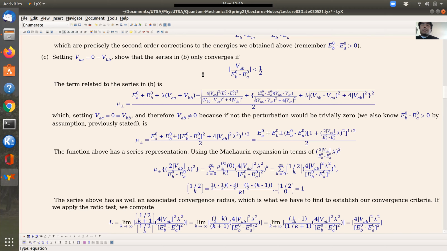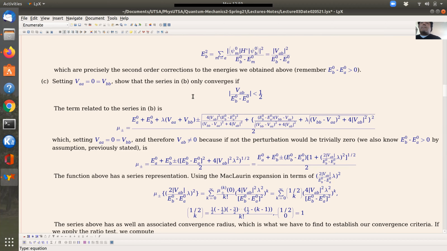So the last part is, I think, what puts the value in this problem, because it starts to pose interesting questions to the student in terms of convergence or when do these corrections make sense. So the statement of the subproblem says setting BAA equal to 0, so basically the diagonal terms of the perturbation equal to 0, show that the series in B only converges if the norm of the ratio between the off-diagonal element and the difference in the energy levels is less than 1/2. That is interesting, right?